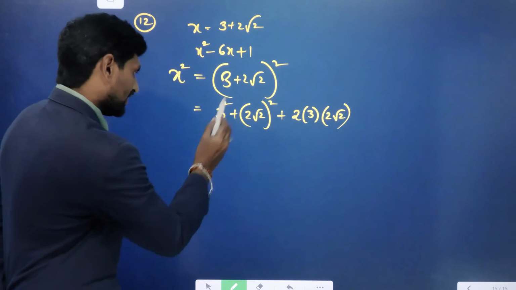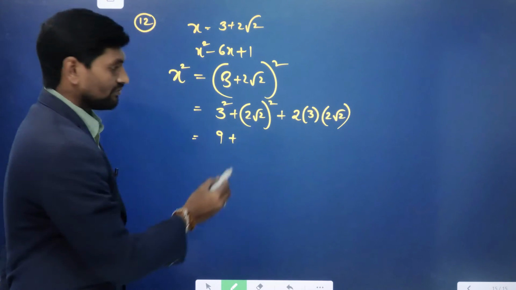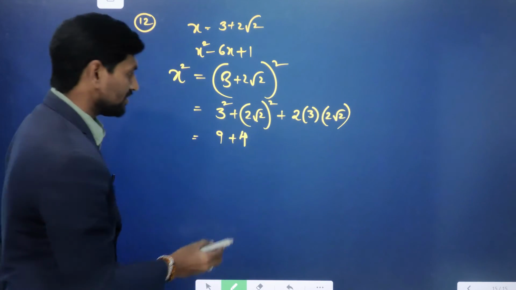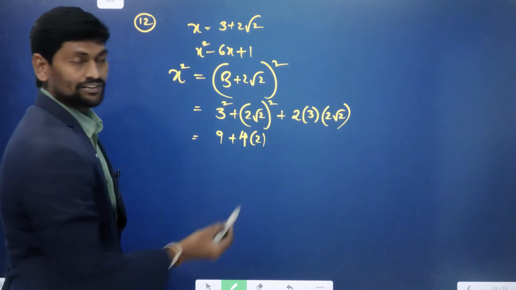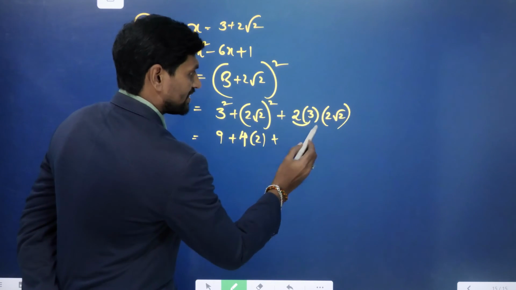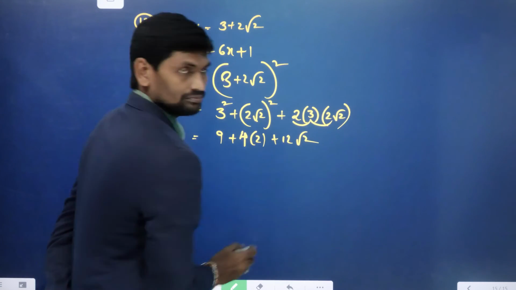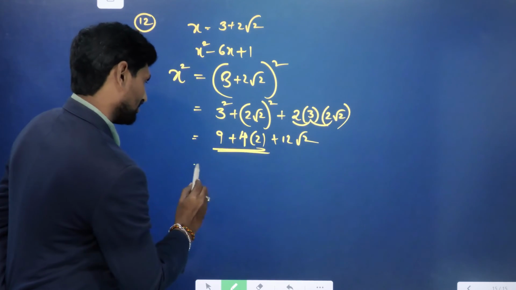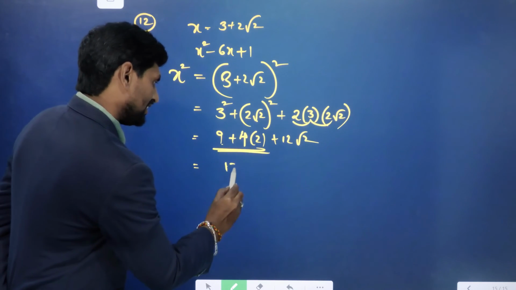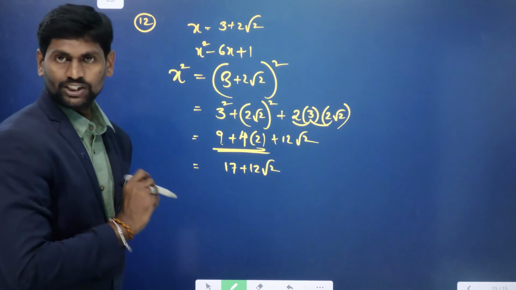Now 3 square is 9. The square should be applied to both 2 and root 2: 2 square is 4, and root 2 whole square means root 2 into root 2 becomes 2. So 4 into 2 is 8. Next, 2 into 3 is 6, 6 into 2 is 12 root 2. Add these numbers: 9 plus 8 is 17, plus 12 root 2. So this is x square value.